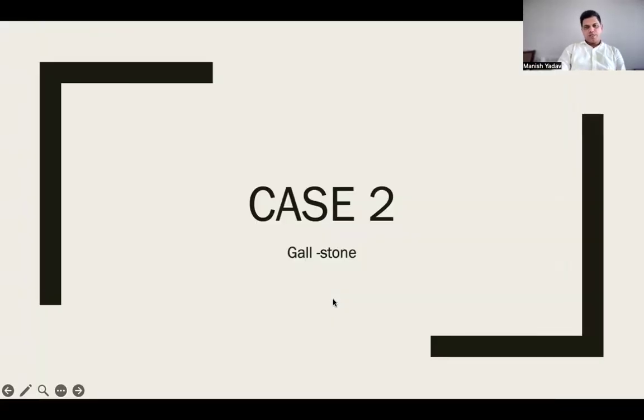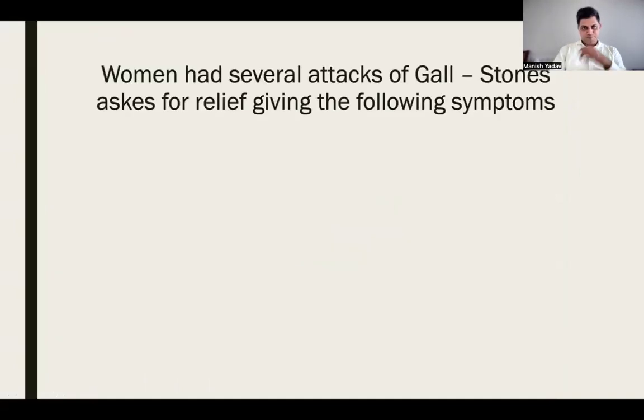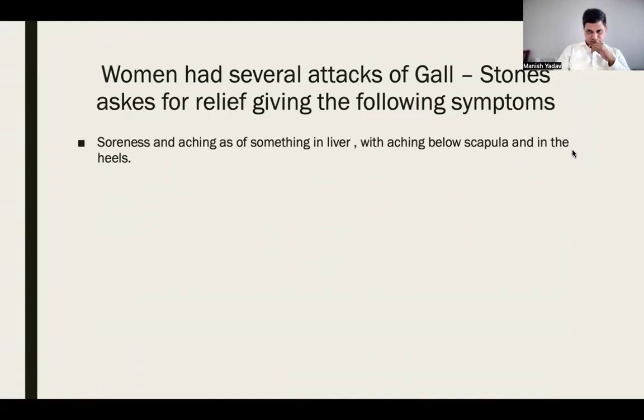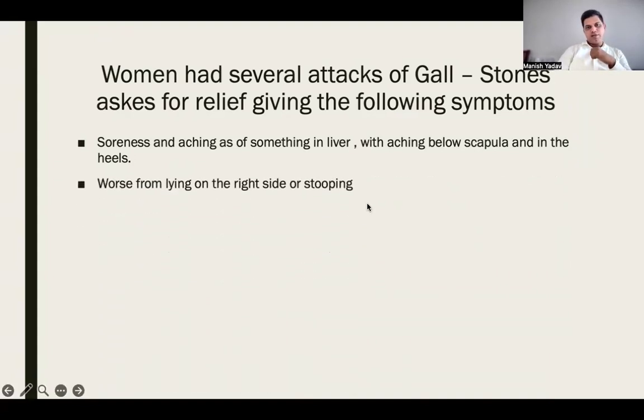So case number 2. This is again a case of gallstone. A woman had several attacks of gallstone, asking for relief, giving the following symptoms. Soreness, aching, as of something in the liver, with aching below the scapula and in the heels. So there was aching below the scapula and in the heels and also in the liver. Lying on the right side aggravates.